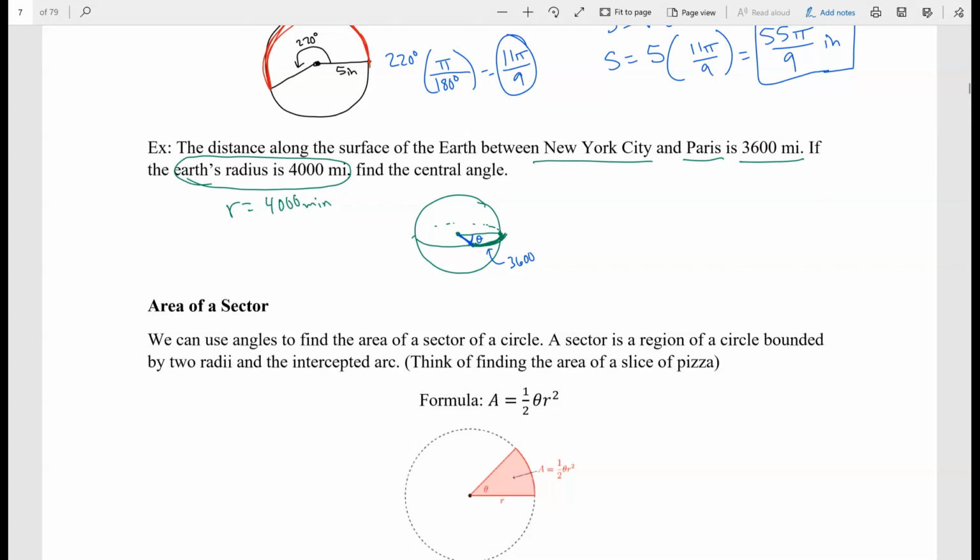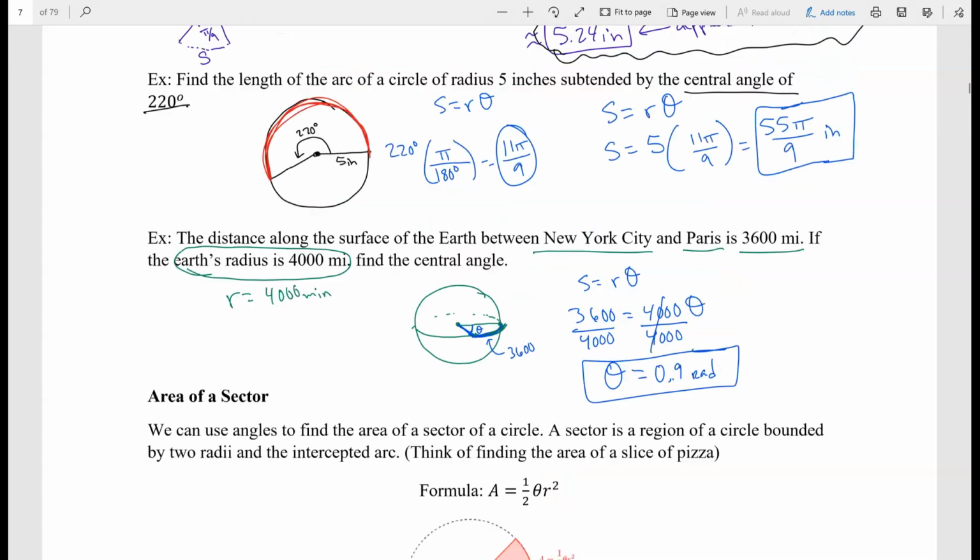So we know that S is equal to R theta. The distance on the surface is going to be 3,600. That is my S. The radius is 4,000. And then theta is what we're trying to figure out. So I'm going to divide by 4,000. Now here theta, which is going to be in radians already, is going to be 3,600 divided by 4,000. That's going to give me 0.9 radians. So that's going to be the answer for that one. That's just arc length.